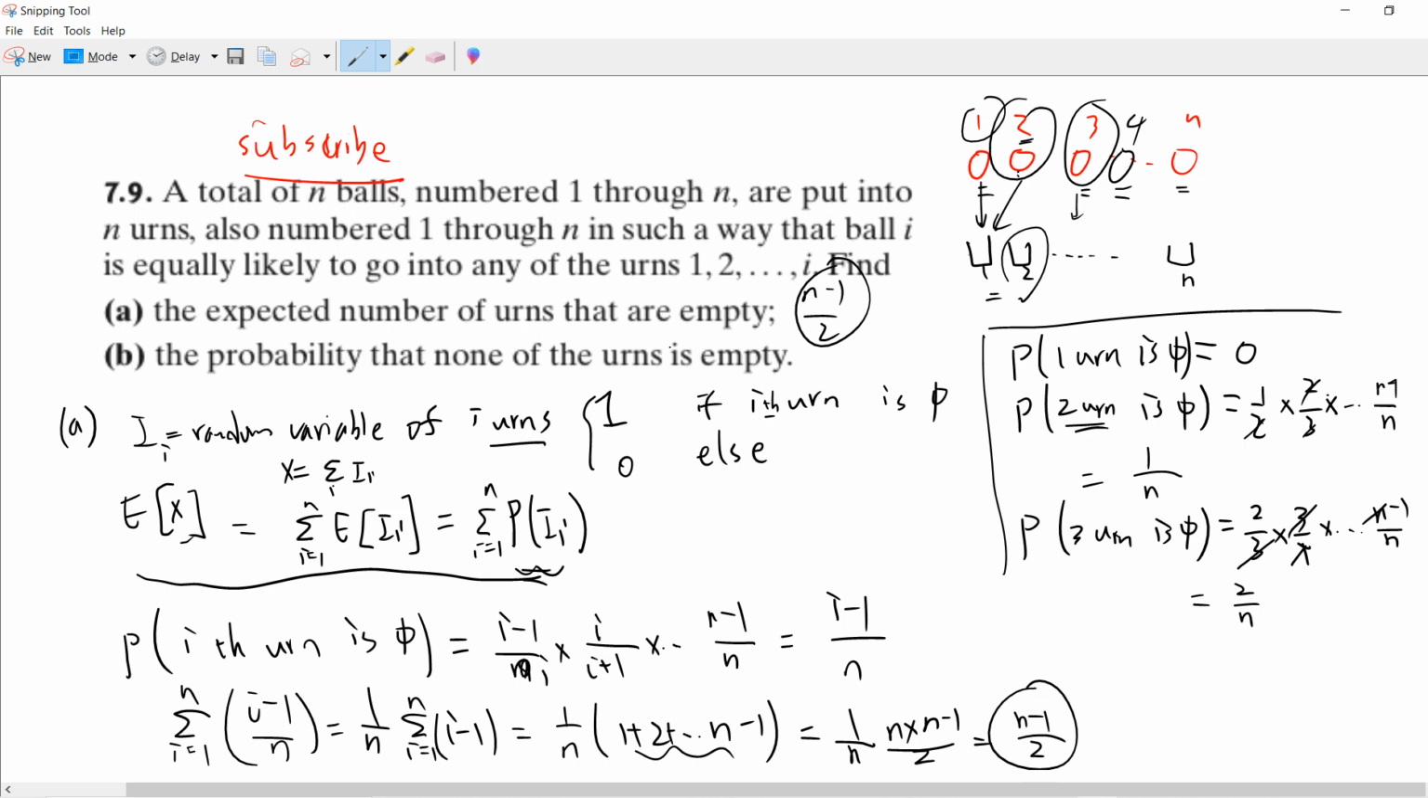Okay, so let's solve the second one. The second one says: what is the probability that none of the urns is empty?